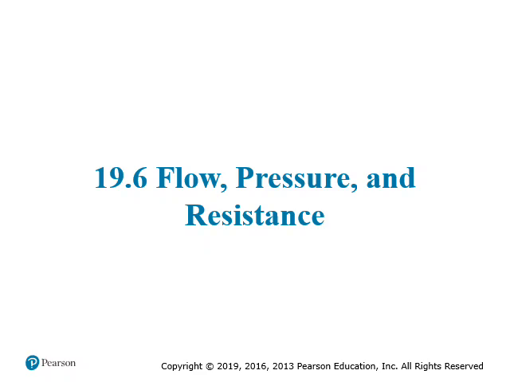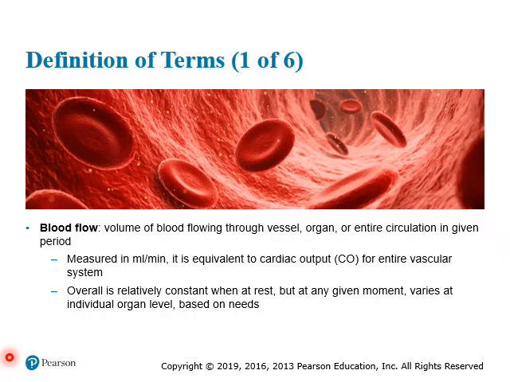How is it affecting the blood vessels, or how do the different characters of different blood vessels affect the flow, the pressure, and the resistance of the blood? So blood flow. Here's the first one. Blood flow is the volume of blood flowing through the vessels, the organs, or the entire circulation at a given period. It is measured in ml per minute.